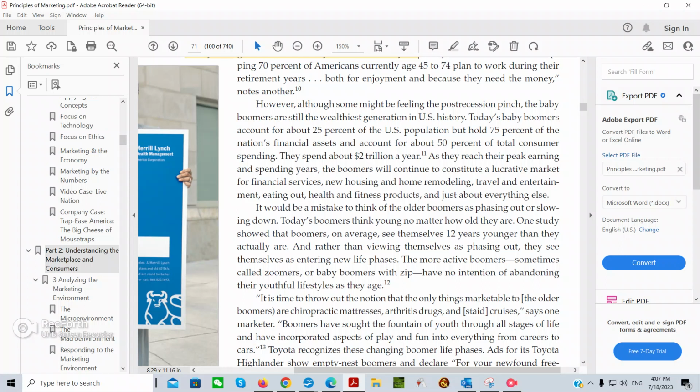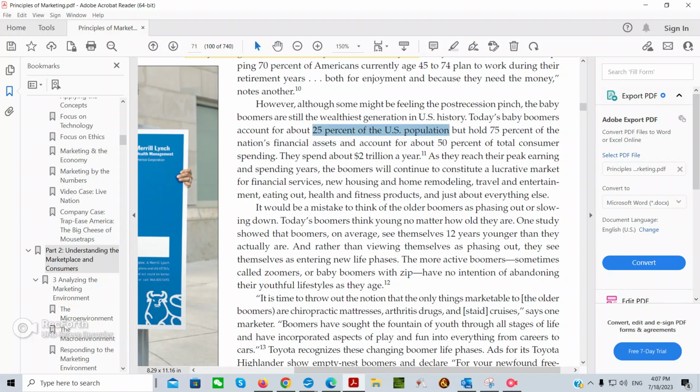As they reach their peak earnings and spending years, the boomers will continue to constitute a lucrative market for financial services, new housing, home remodeling, travel, and entertainment, eating out, health and fitness products, and just about everything else.